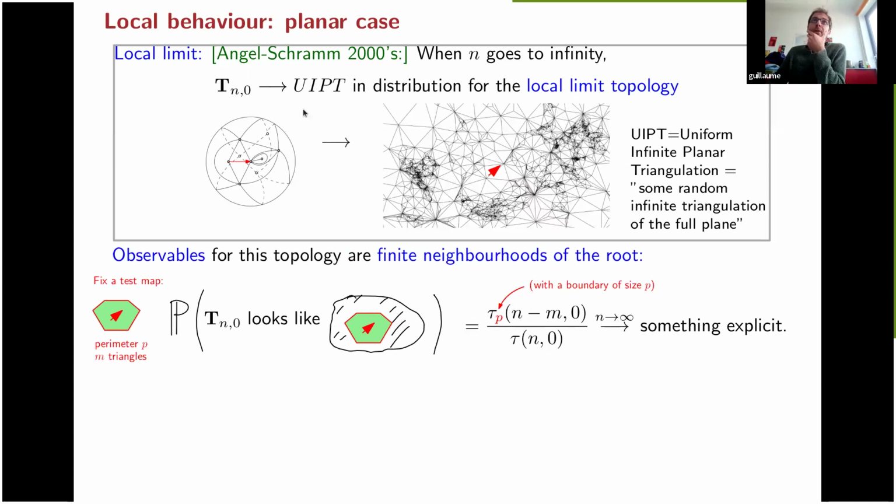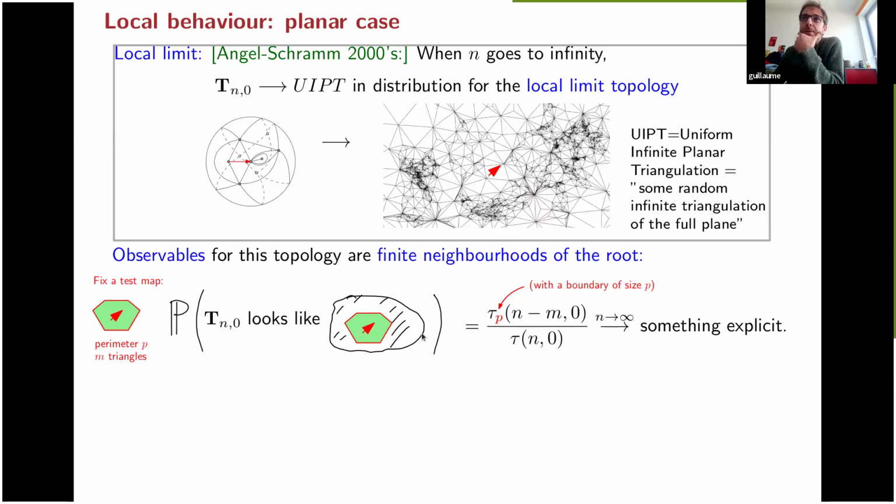So this is convergence in distribution, but I need to tell you the underlying topology, or equivalently, what the observables for this topology are. What are you allowed to observe? What you're allowed to observe are finite neighborhoods of the root. So you take your favorite test map, any finite map, say with m triangles and perimeter p, and you are allowed to ask about the probability that your random triangulation looks exactly like this, so you have a copy of this little triangulation around the root. And this convergence tells you that this probability, for any test map that you choose, converges to the same probability in this random infinite object. So this is what this local limit convergence is.